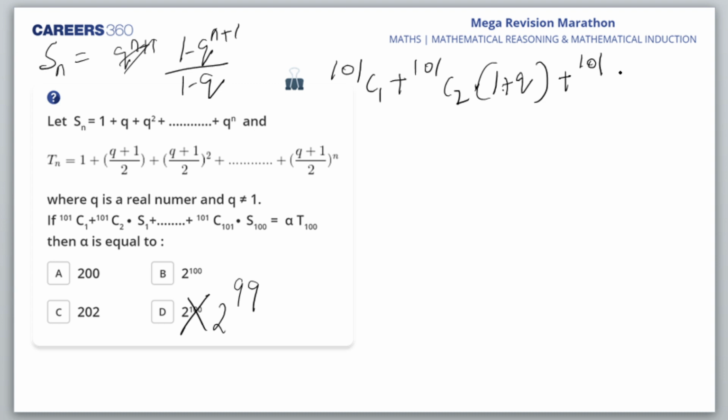Then 101C3. When I'll put 3, S2. S2 would be 1 minus q raised to power 3 upon 1 minus q. Okay. So what I'll do, I'll write 1 minus q raised to power 3 upon 1 minus q. This I can always write as 1 minus q square upon 1 minus q. Am I right? This way I can keep on writing. Okay.